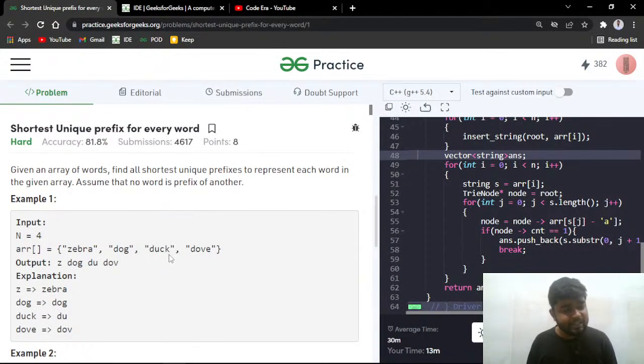Today in this video, we'll be discussing a problem that is shortest unique path for every word. Previously, this problem has been asked in companies like Google and Microsoft.